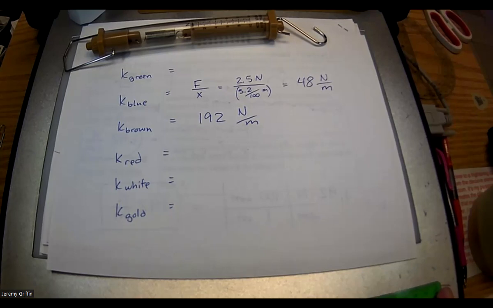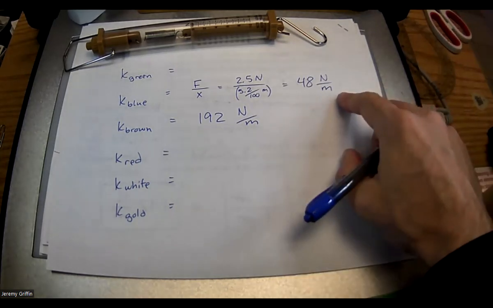Okay. Who's figured out any one of the other spring scales? Okay. Caleb got this one.